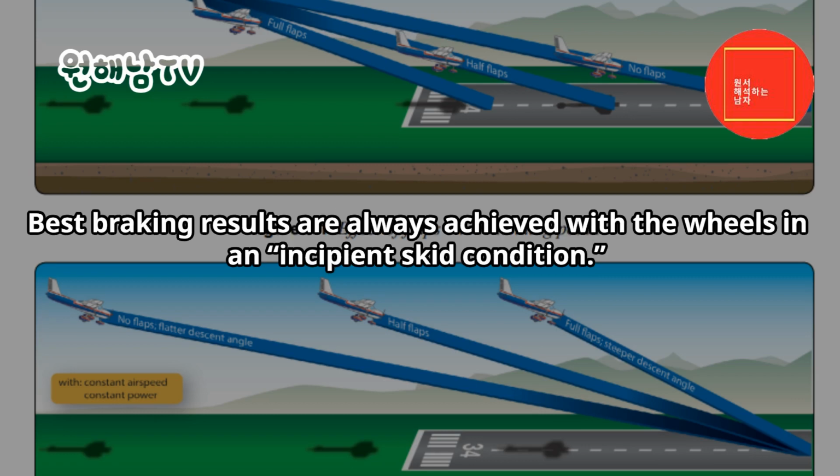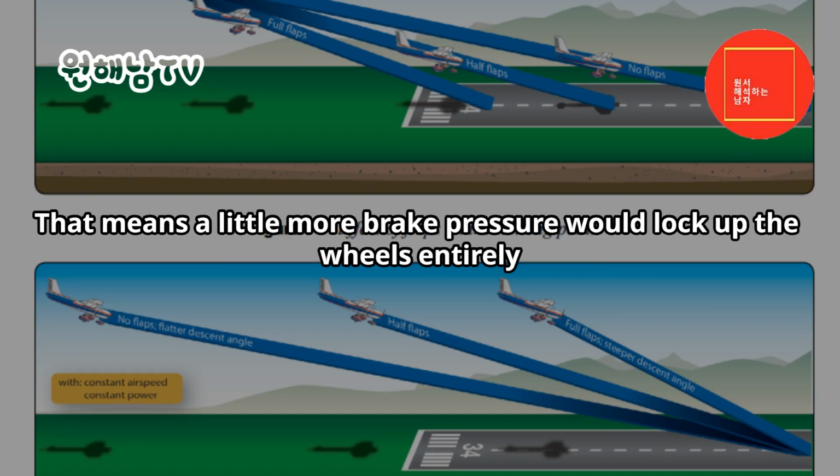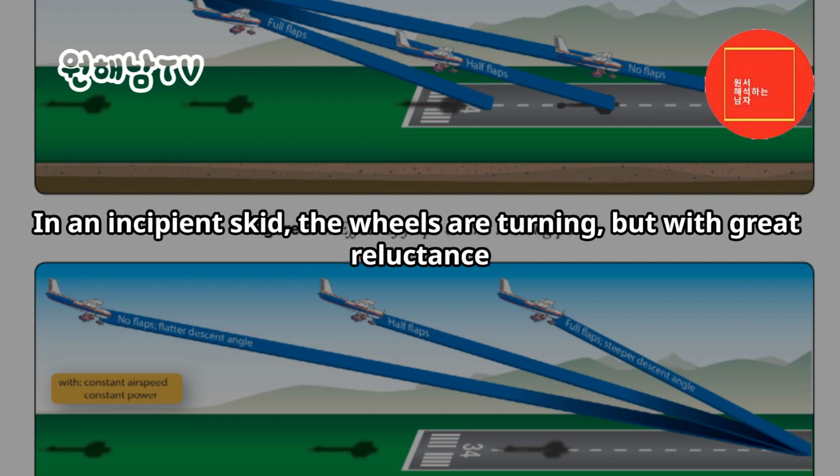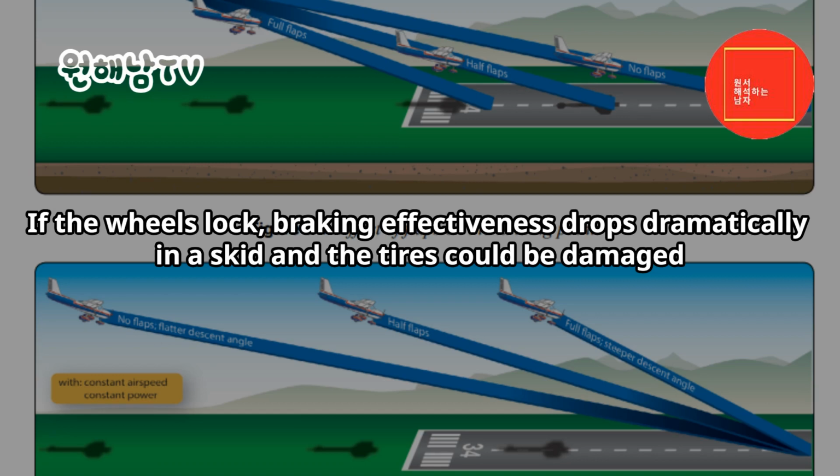Back pressure is needed because the airplane tends to lean forward with heavy braking. Best braking results are always achieved with the wheels in an incipient skid condition. That means a little more brake pressure would lock up the wheels entirely. In an incipient skid, the wheels are turning, but with great reluctance. If the wheels lock, braking effectiveness drops dramatically in a skid and the tires could be damaged.